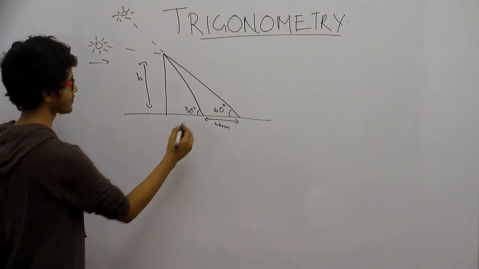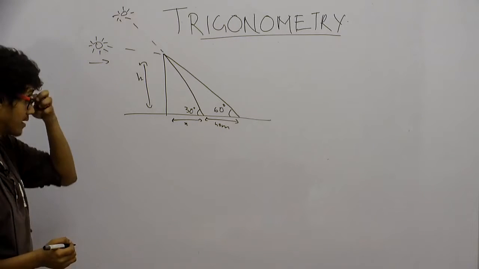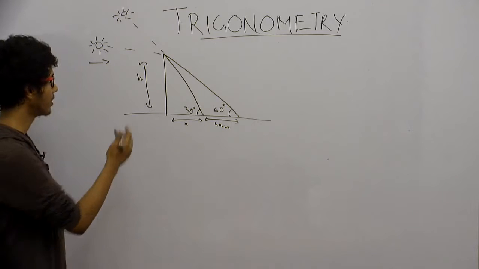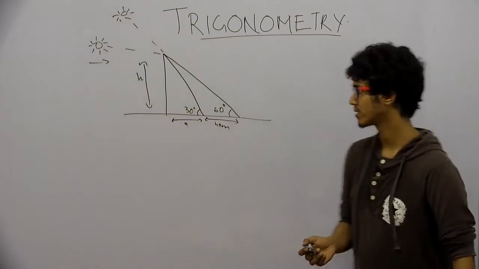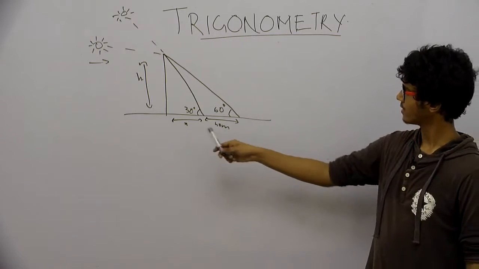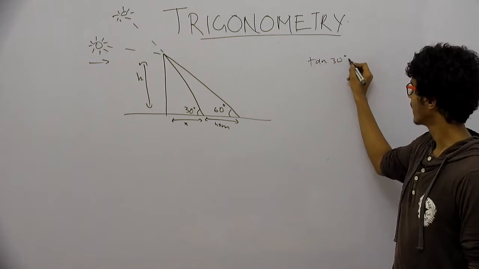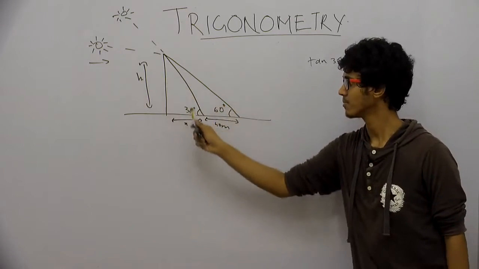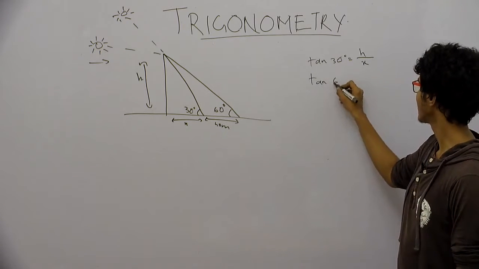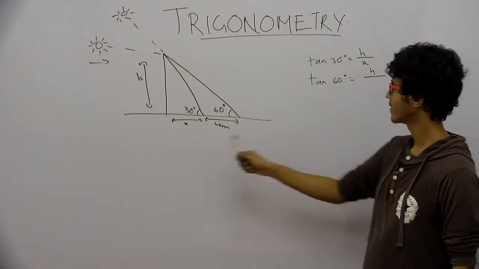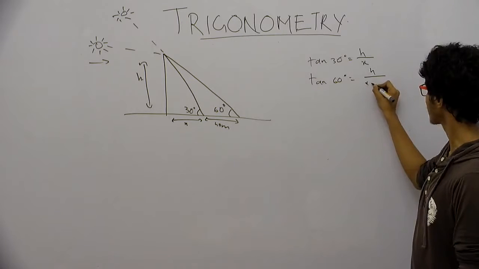How do we proceed? First of all, let's say this is x. Now we have two unknowns, so we will need two equations to solve them. And where will we get those two equations from? We will take tan of both these. Tan 30 degree will be what? This by this, h by x. And from the bigger triangle we get tan 60 degree, h by this will be x plus 40, because we are considering the bigger triangle, x plus 40.